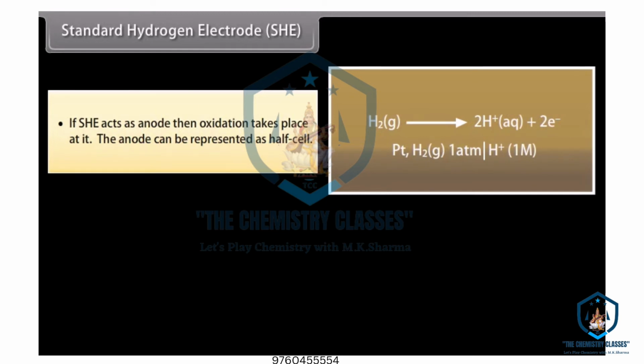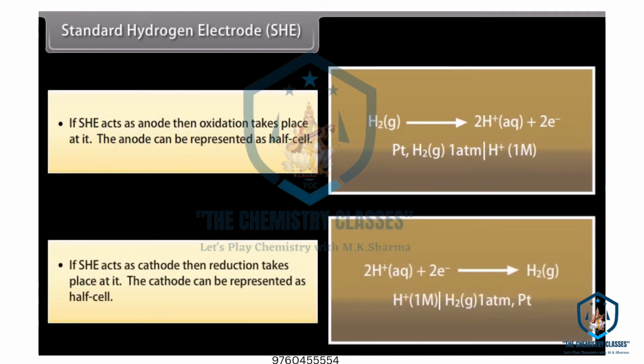The anode can be represented as half cell. If SHE acts as cathode, then reduction takes place at it. The cathode can be represented as half cell. The electrode potential of standard hydrogen electrode is taken as 0.